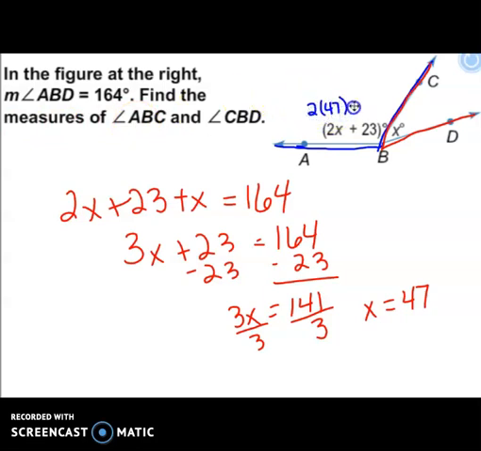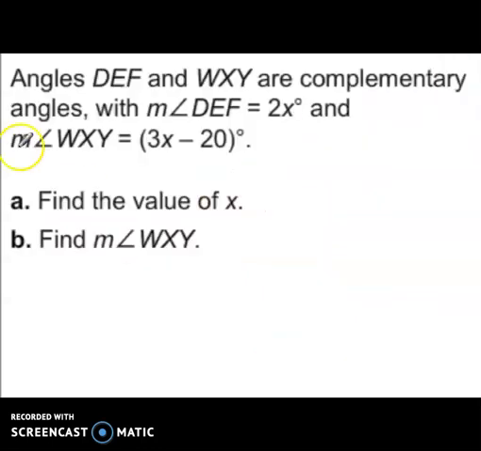So this would be 2 times 47 plus 23. And we would get angle ABC equals 117. Okay, the same thing. And now you know angle CBD was just x, so we know CBD was 47. So after you get x, if it wants the measure of the angle, you have to look at what angle and sub it back in. So let's look at another example.